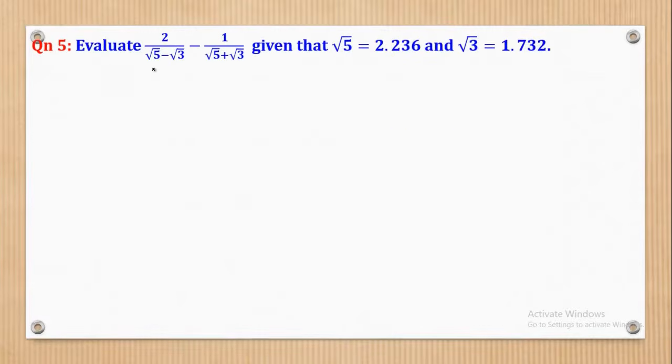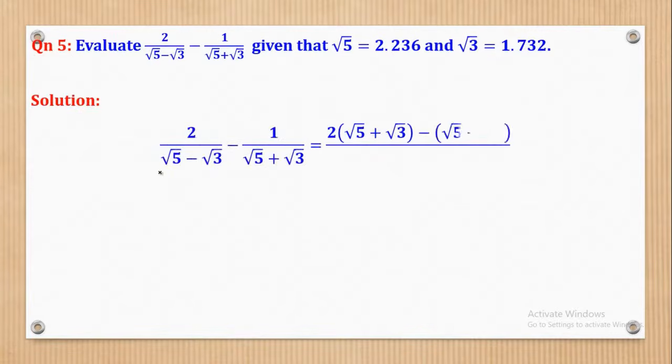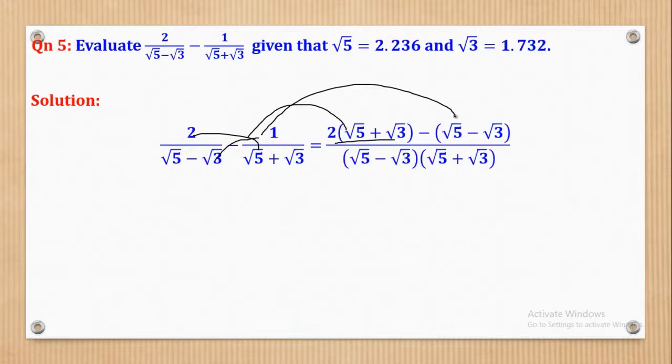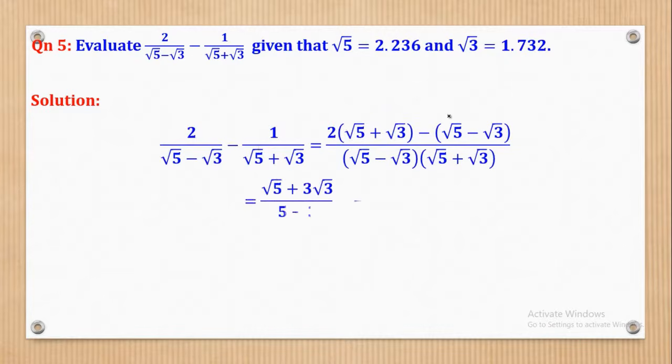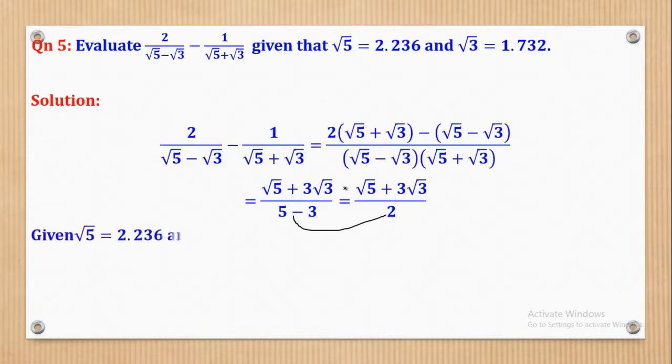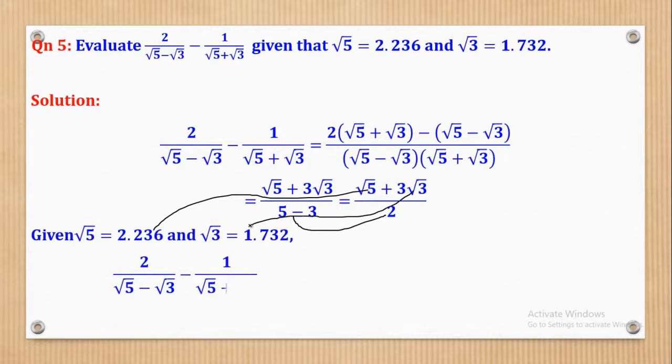Then question 5 says evaluate this given that root 5 is that and root 3 is that. So first of all, I'll get the LCM. LCM will be this times this, which is that. Then this part will be got by saying this times this, that's why you see it here, and also this times this to get this part. So expand and open brackets, you'll come up with this step. Therefore 5 minus 3 is 2, and we are given that root 5 is this and root 3 is that, so I'll substitute to be able to get that value.